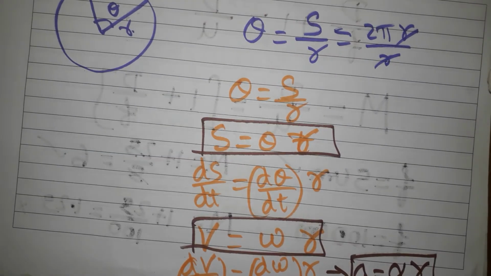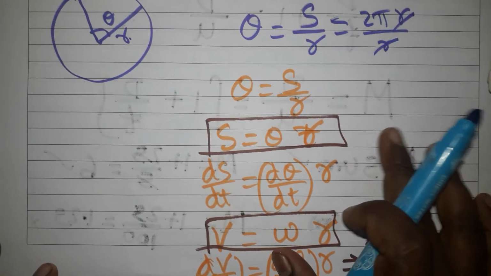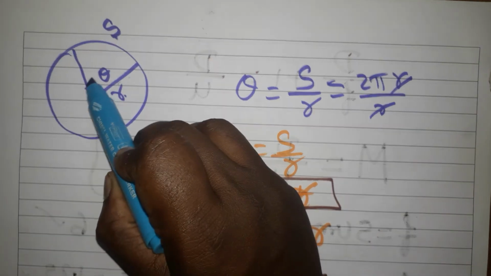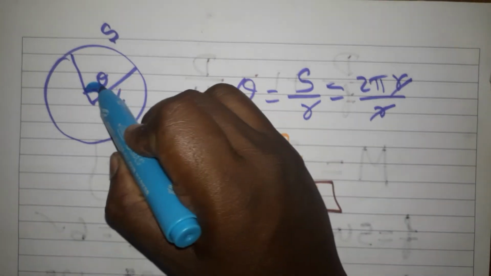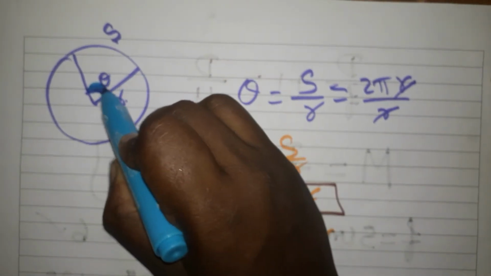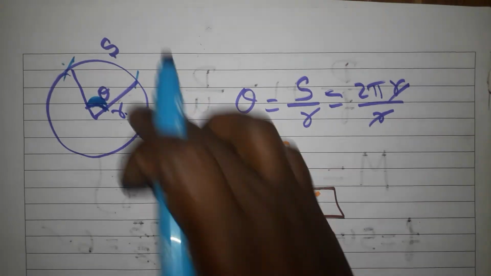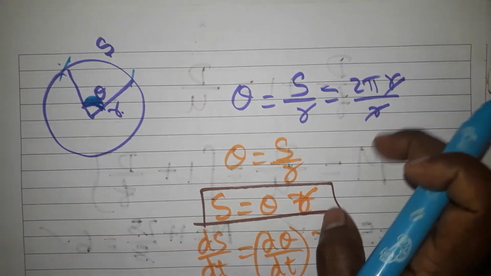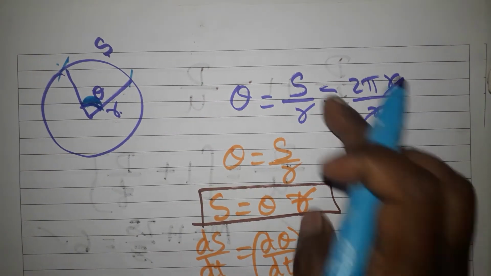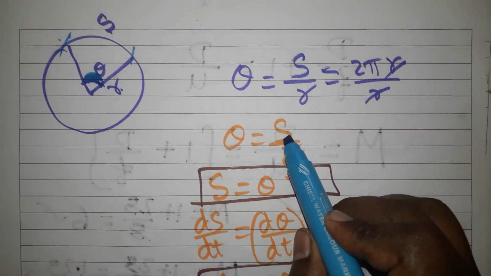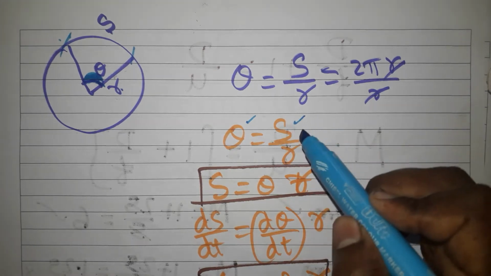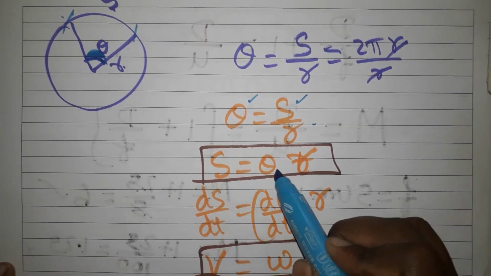The next thing: a small relation between linear motion and rotational motion, because it's required. In circular motion, angular displacement is equal to arc length by radius. Imagine a full circle: arc length is the circumference of the circle, 2 pi r. Radius r gets cancelled, giving 2 pi, which is 360 degrees. So this equation is correct: theta is equal to s by r, where s is arc length, theta is angular displacement, r is radius. So s is equal to theta times r.